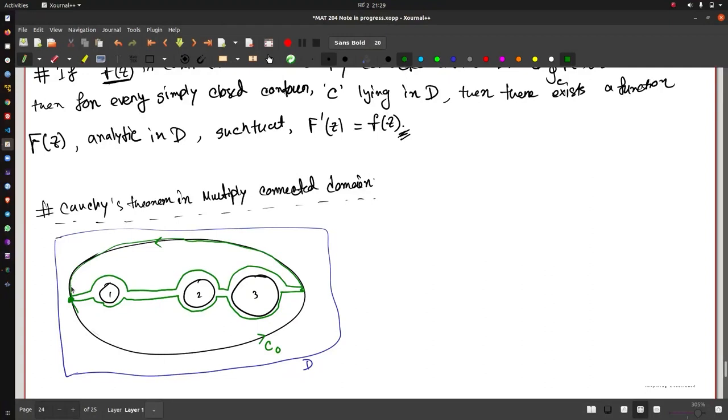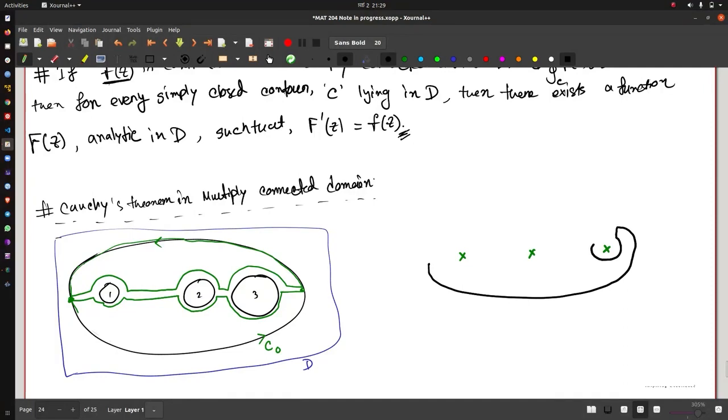You can do it like this, or what you can do is, let's say these are our 3 holes. I want to draw them first. Then you start from, let's say here, go like this, then make a small circle, a semicircle like this. The drawing is not very accurate, sorry about that.